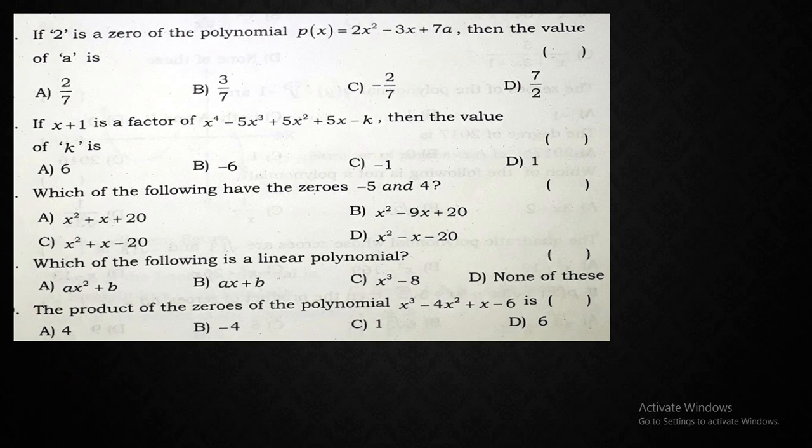If 2 is a zero of the polynomial, what is being said? What is meant by a zero of the polynomial? When I substitute that particular value inside the polynomial, it should become 0.